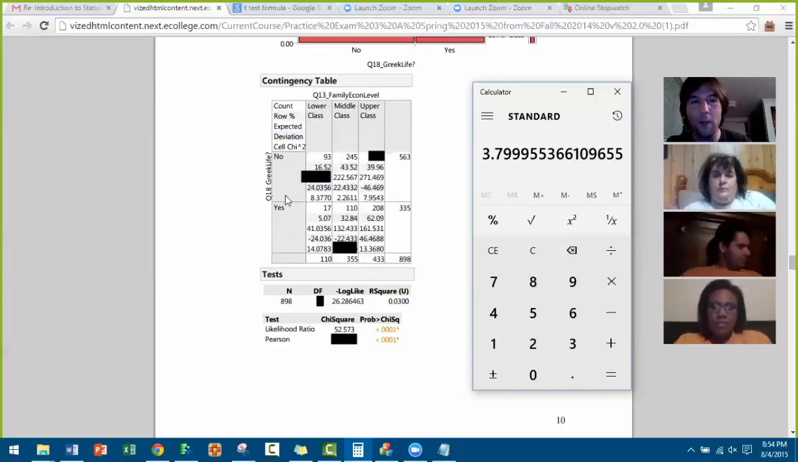I caught the mistake a lot of students make. This is a 2x3. You do not count the totals. A 2x3 turns into a 1x2. This is the inner portion of it. It has 2 degrees of freedom.